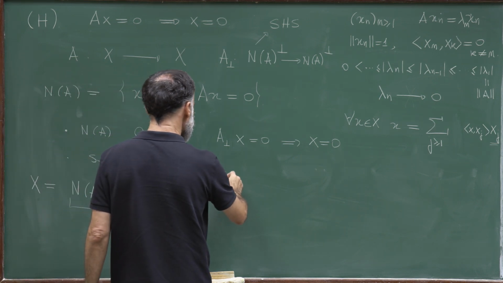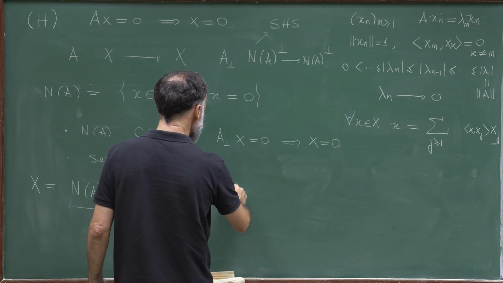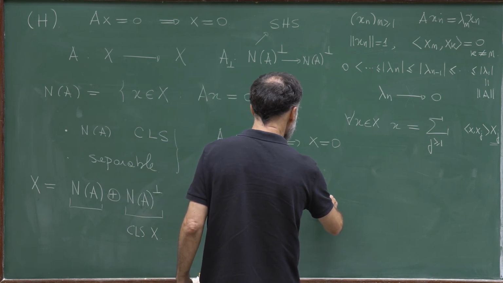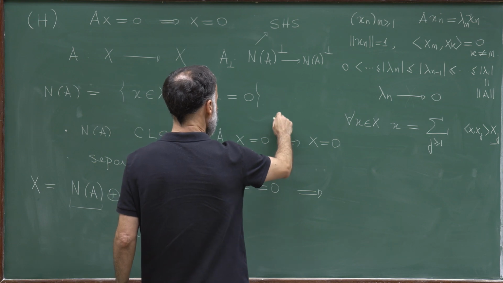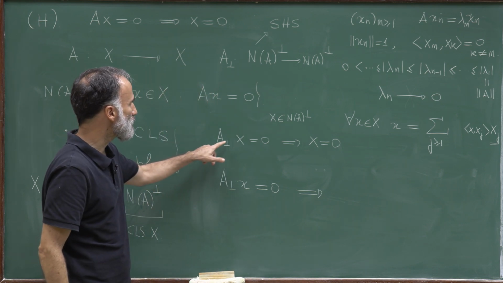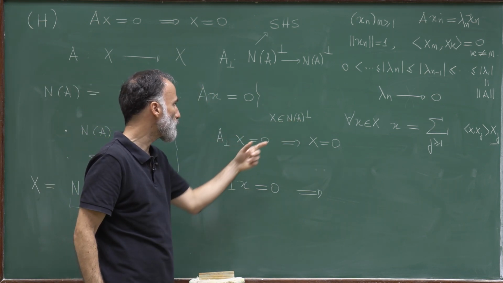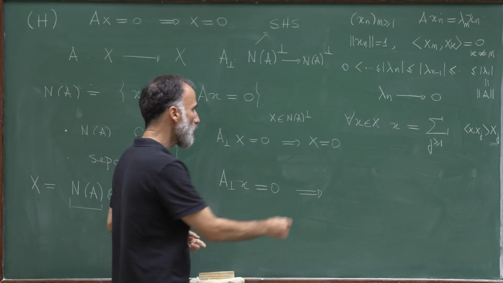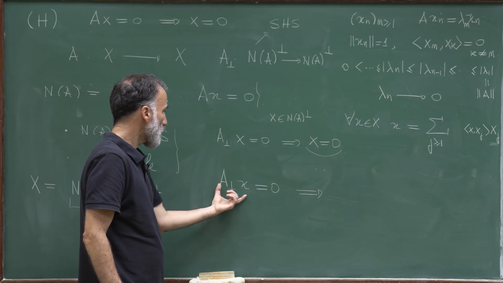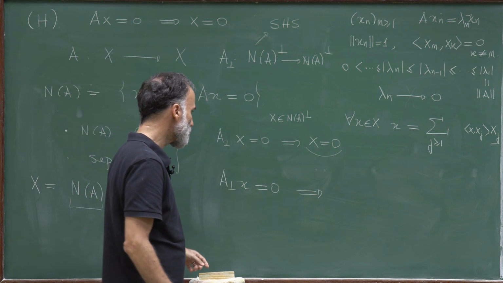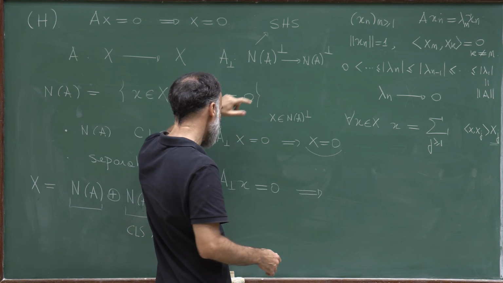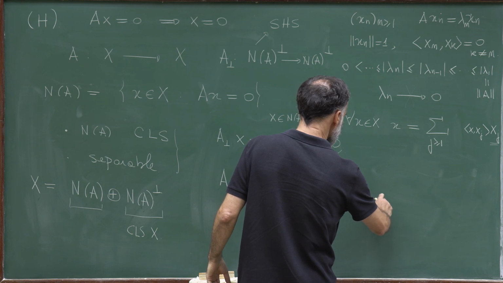Well, why is that so? Assume that A perp of X is equal to 0. I'm taking X in NA perp, right? Because this operator is defined only in NA perp. I'm taking X in NA perp, and I'm assuming that A perp of X is equal to 0. I want to conclude that X is equal to 0. So I know that A perp of X is equal to 0, but A perp is the restriction of A to NA perp. So this means that AX is equal to 0.